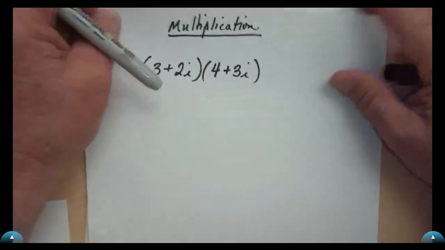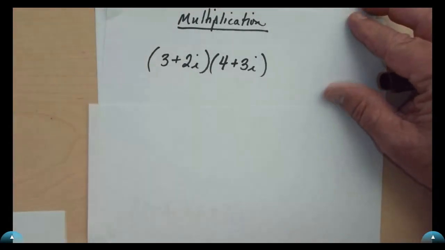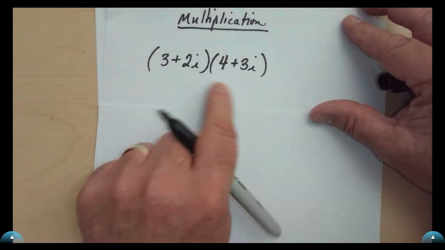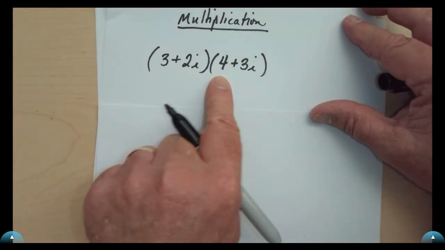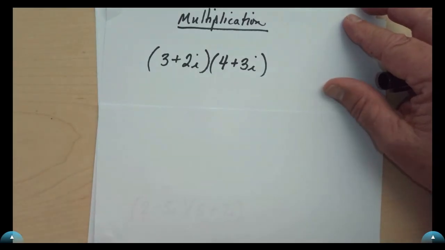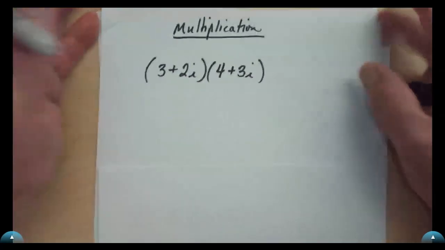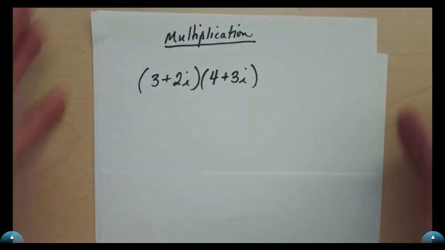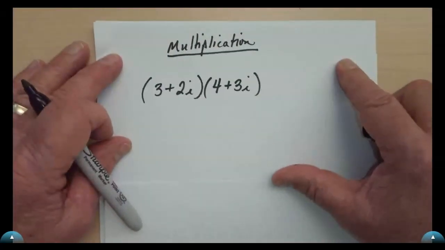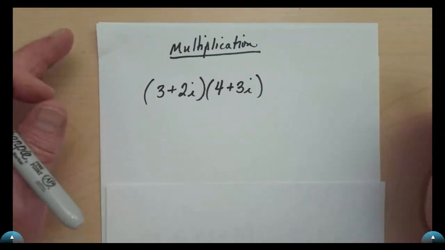Okay, so now I want to multiply. So notice this isn't 3 plus 2i plus 4 plus 3i. It's 3 plus 2i times 4 plus 3i. Everybody see? I think most of you, whether you realize it or not, kind of intuitively already know how to do this as well. So if I were to tell you to multiply these, what would you tell me I should do?